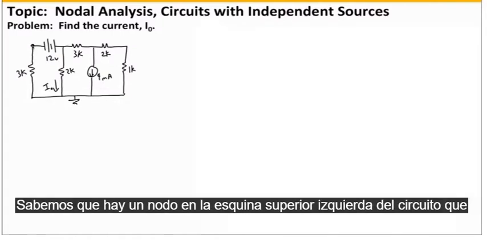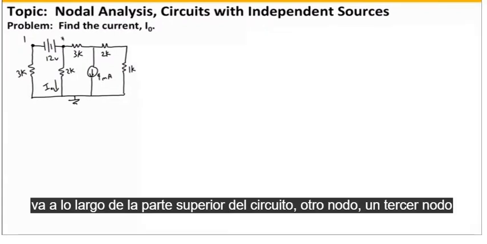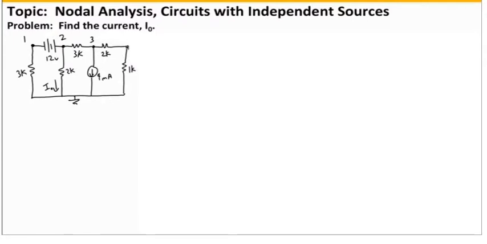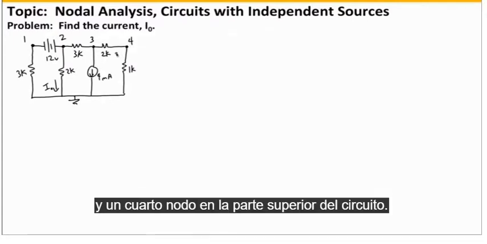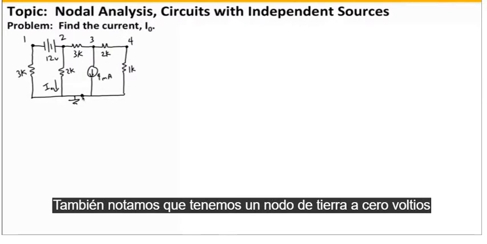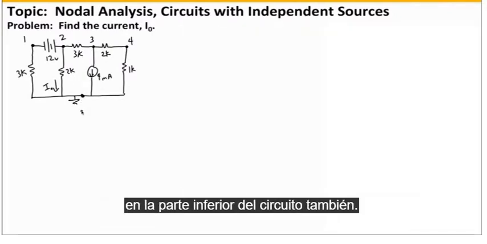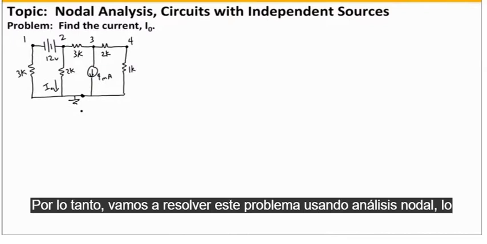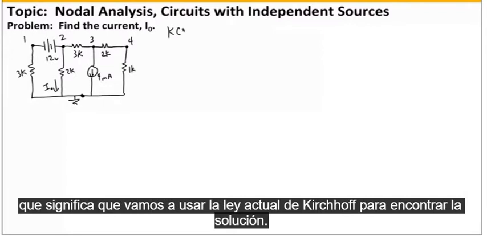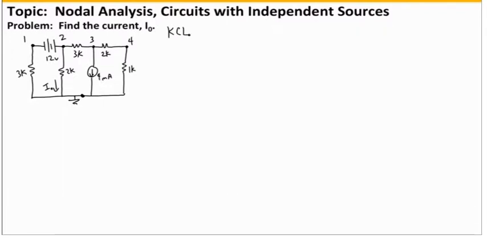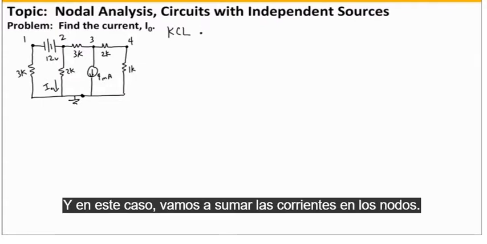We know that there's a node at the upper left-hand corner of the circuit. Going along the top of the circuit, another node, a third node, and a fourth node at the top of the circuit. We also notice that we have a ground node at 0 volts at the bottom of the circuit as well. So we're going to solve this problem using nodal analysis, which means that we're going to use Kirchhoff's current law to find the solution. And in this case, we're going to sum the currents into the nodes.